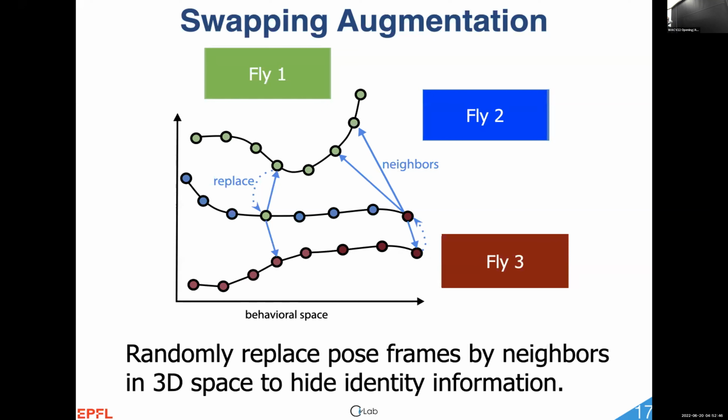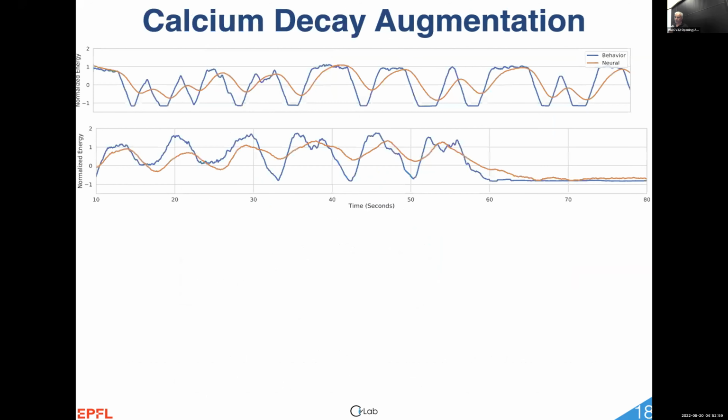To build mixed trajectories with different flies, so different identities, and that's what you're going to feed to your contrastive learning algorithm. So that will take care of identity. Other thing we have to take care of is this calcium decay.